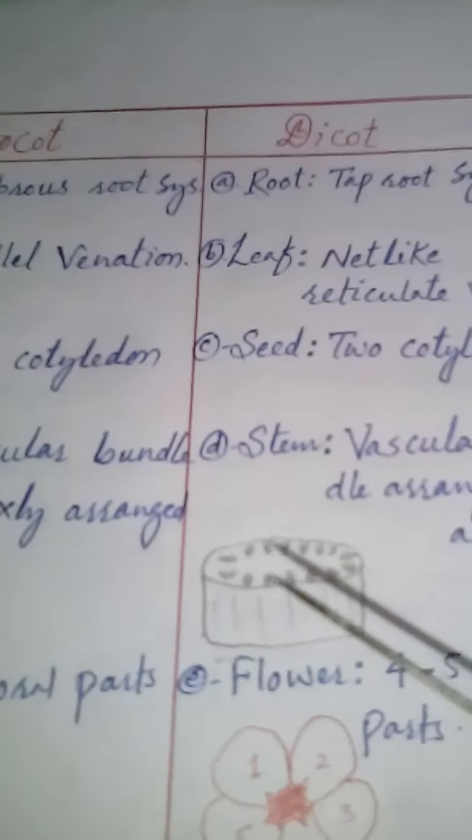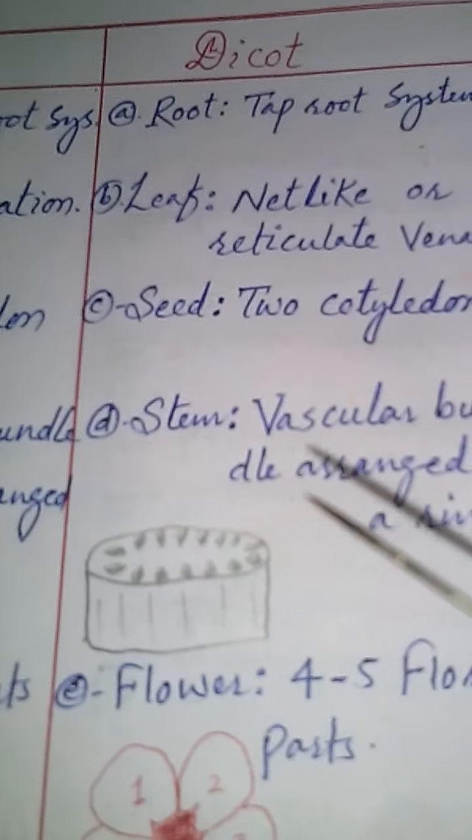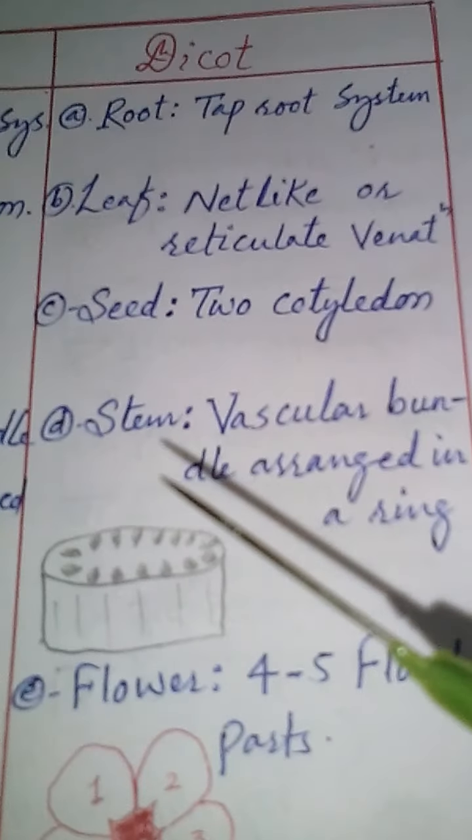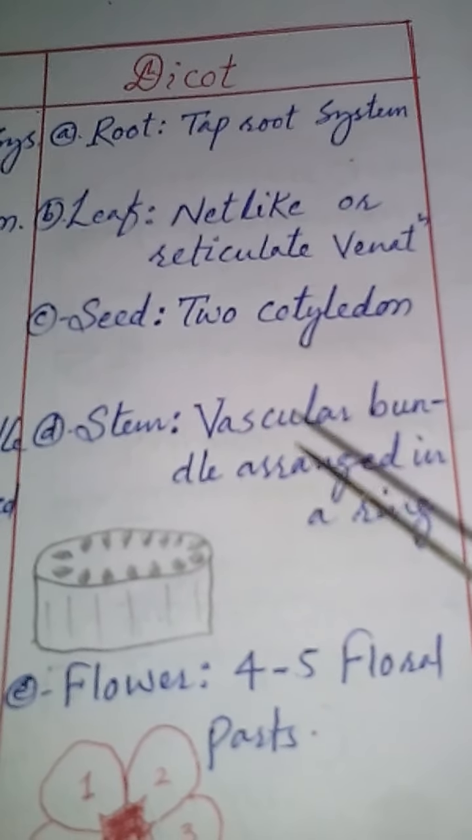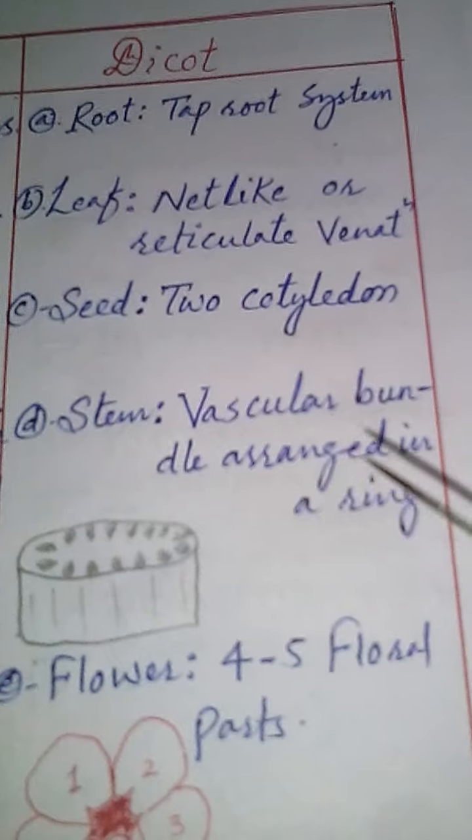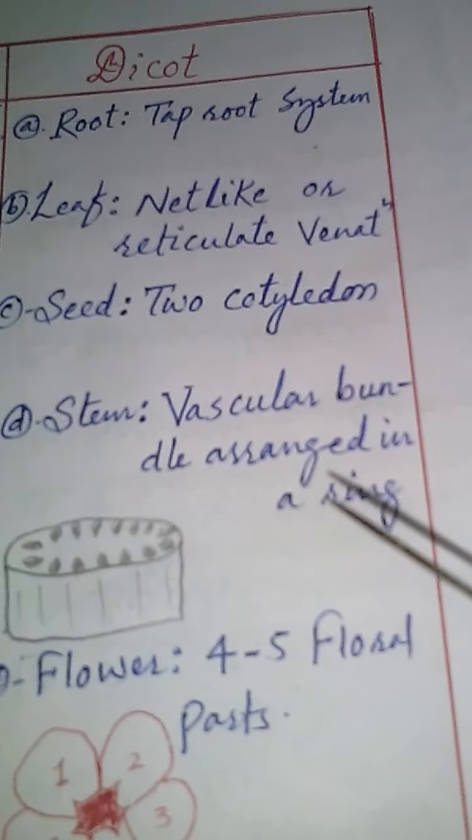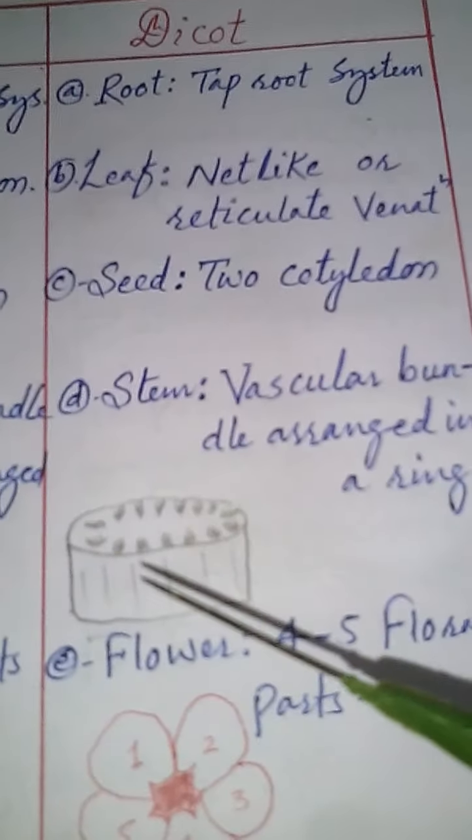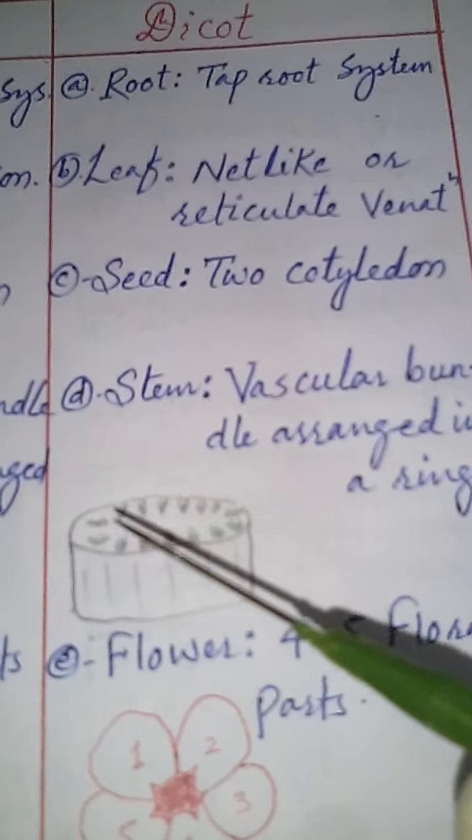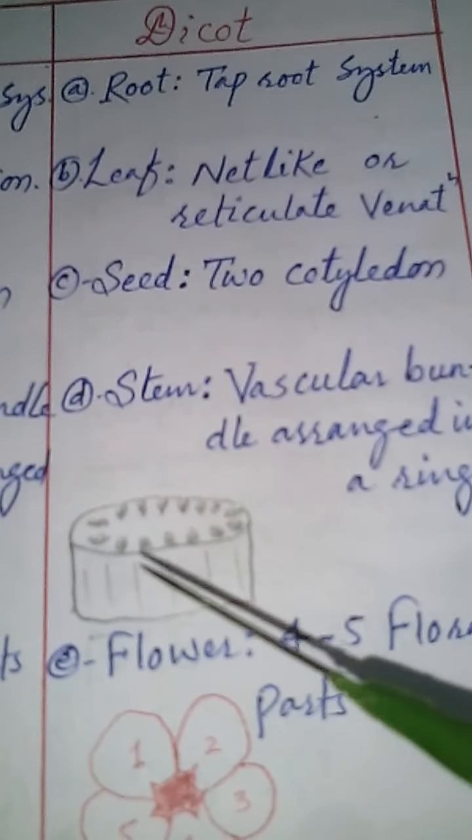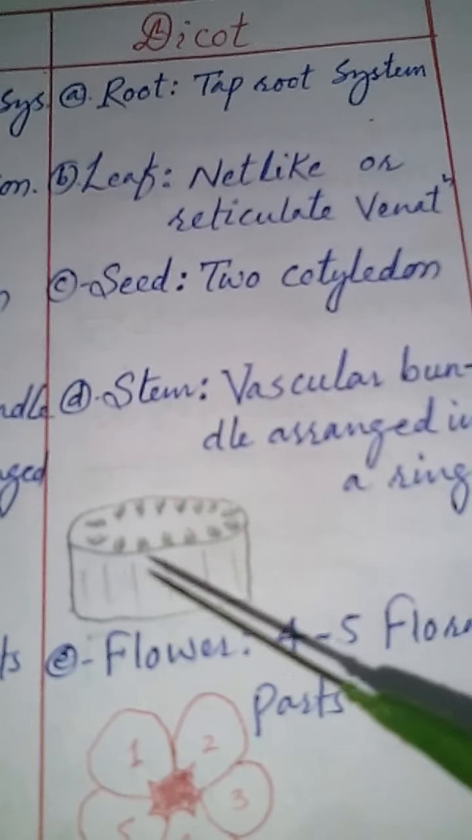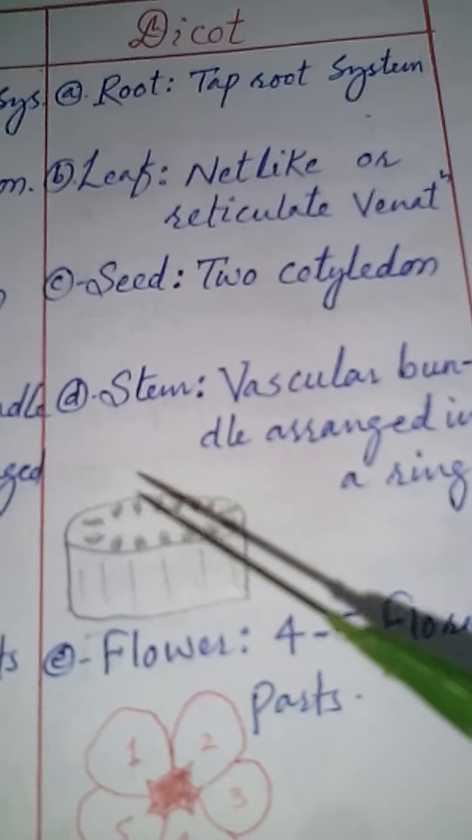What is the difference in the dicotyledon as compared to the stem of the monocotyledon? In the stem of the dicotyledonous plant, the vascular bundle is arranged in a ring-like structure. Here you can see this ring-like structure is nothing but the arrangement of the vascular bundle. It assumes the shape of a ring.